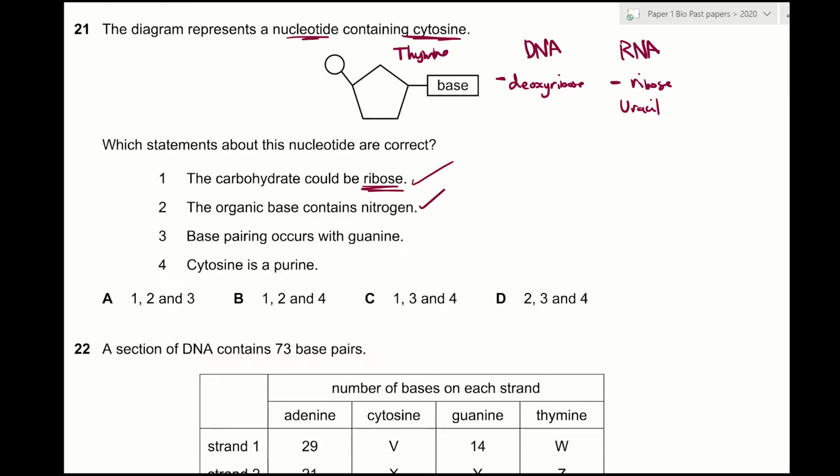3, base pairing occurs with guanine. As we know, cytosine binds with guanine via 3 hydrogen bonds, so this is correct. 4, cytosine is a purine. This is incorrect because purines are adenine and guanine, and purines are double-ringed structures. So the only double-ringed structures we have are adenine, as we said, and guanine. They are not cytosine. Cytosine is actually a pyrimidine, with thymine. So 4 is incorrect, and the correct answer is going to be A.